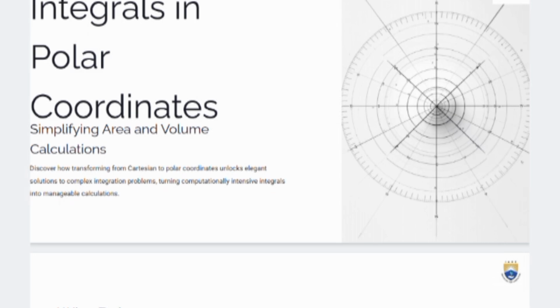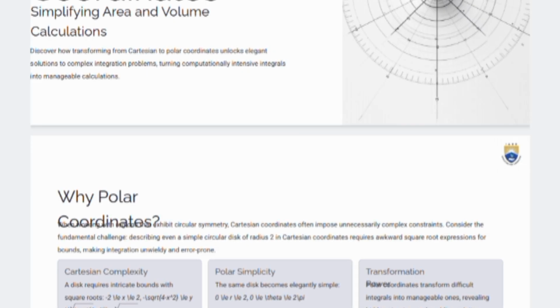What are polar coordinates? Fundamental challenges: even a simple circular disk of a radius in Cartesian coordinates requires nested square root expressions for bounds, making it unwieldy and error prone. Cartesian is complex. A disk requires integration bounds with square roots of 4 minus x squared.